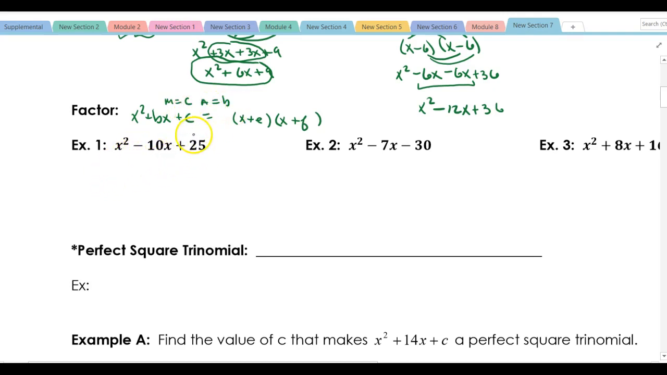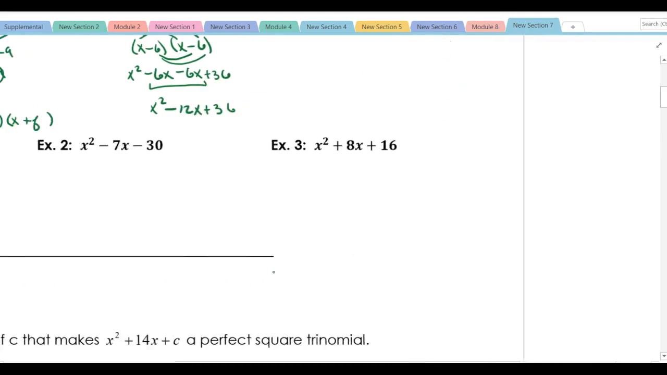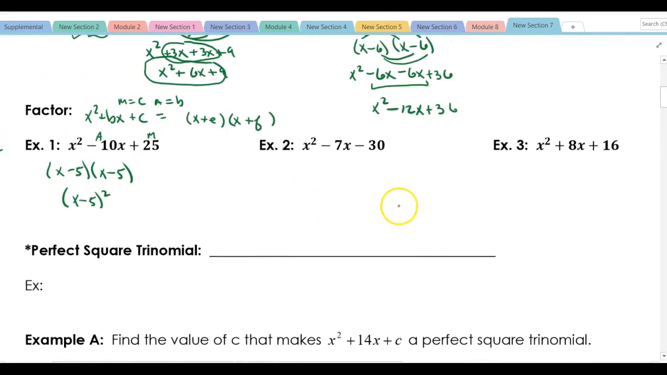In this first one, what multiplies to give me 25 and adds up to give you negative 10? Well, negative 5 times negative 5 is 25 and adds up to negative 10. So we say x minus 5 times x minus 5, which could also be written as x minus 5 all squared, and I can do that because I have the same binomials. Pause the video, try to factor numbers 2 and 3, and then come back and check your answers.